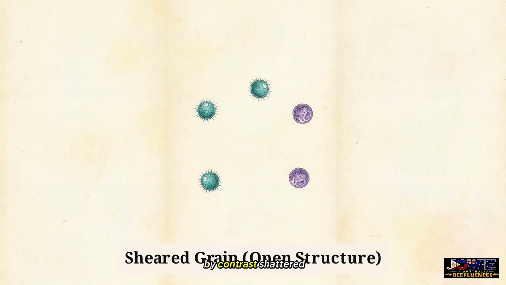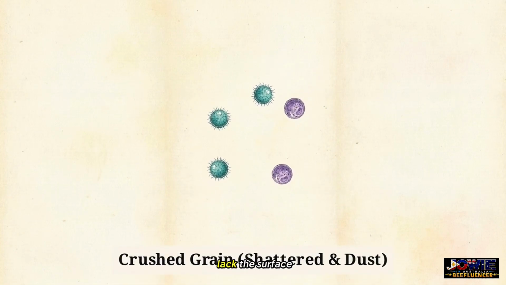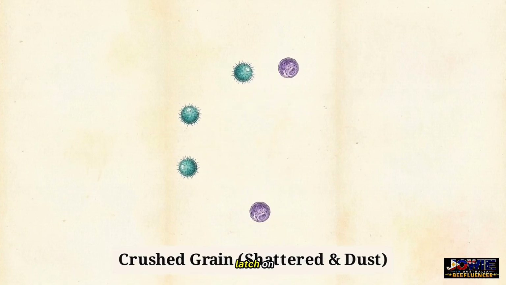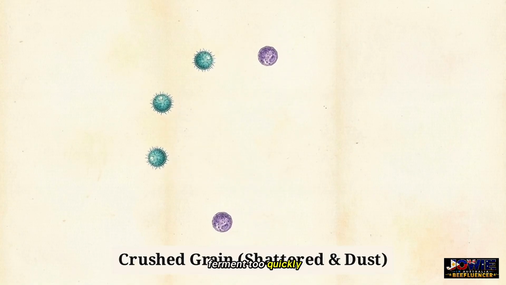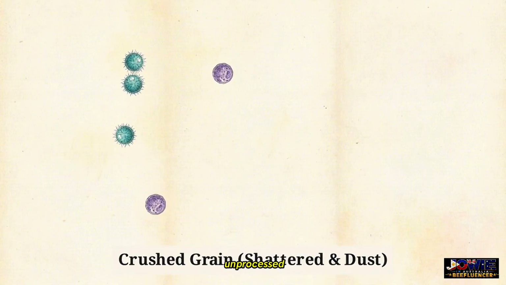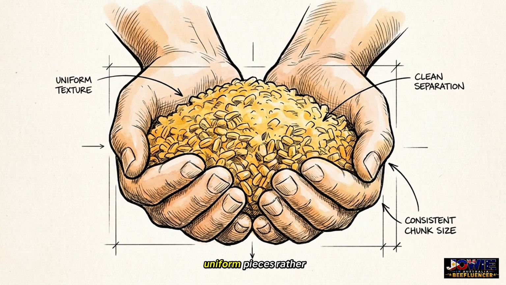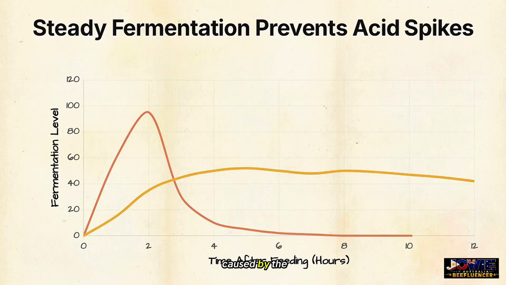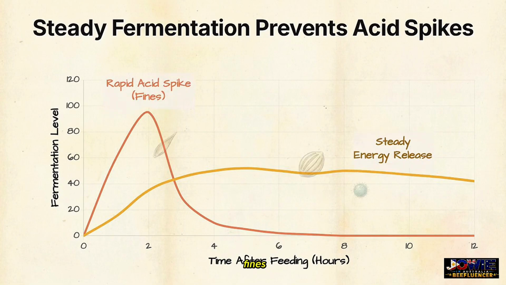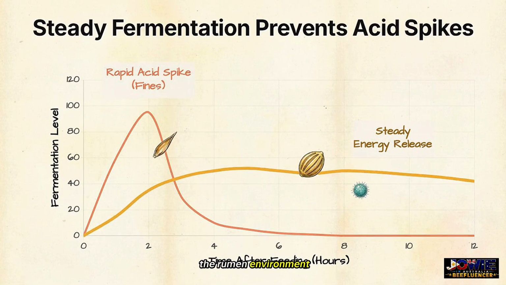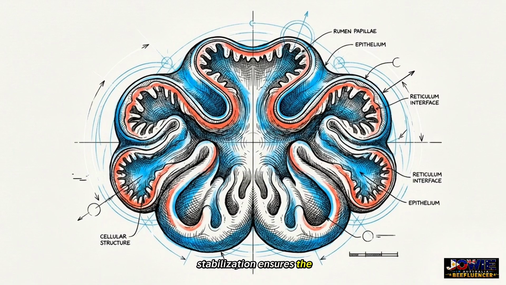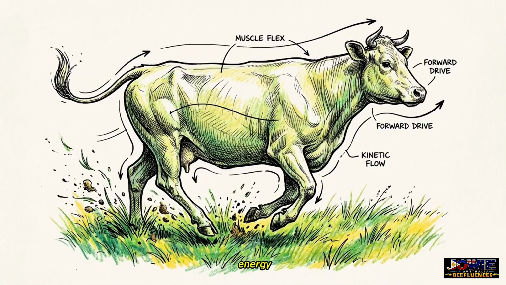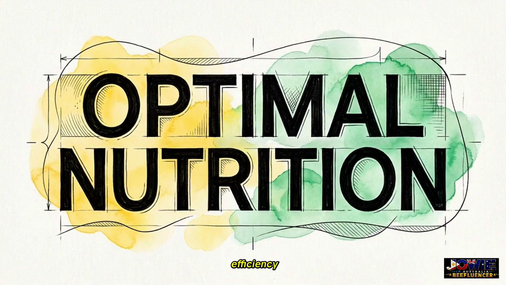By contrast, shattered fragments and dust lack the surface area microbes need to latch on, causing them to ferment too quickly or pass through unprocessed. Because shearing produces uniform pieces rather than fine dust, the microbes process the starch at a steady, predictable rate. This prevents the rapid acid spikes caused by the instant fermentation of fines, helping to stabilize the rumen environment. This stabilization ensures the animal can convert more feed into energy, improving overall feed efficiency.